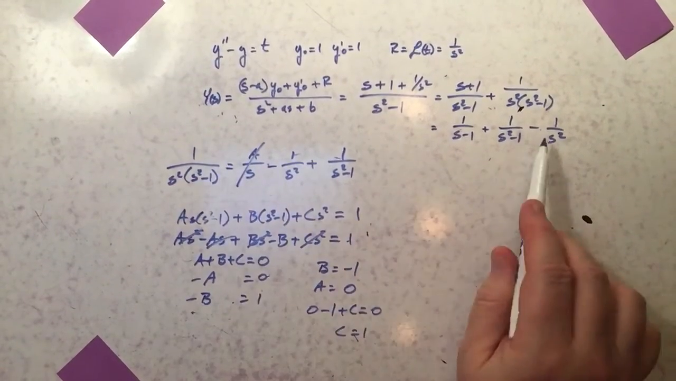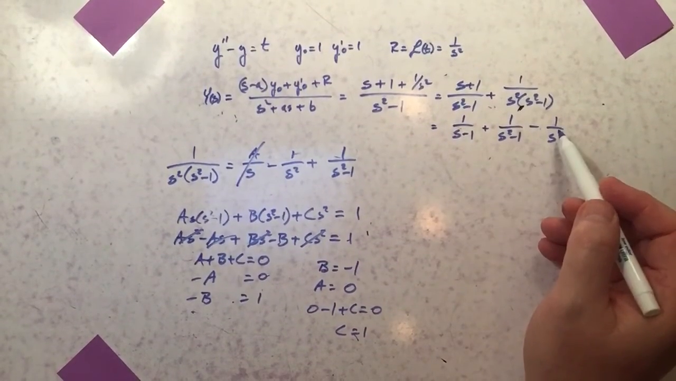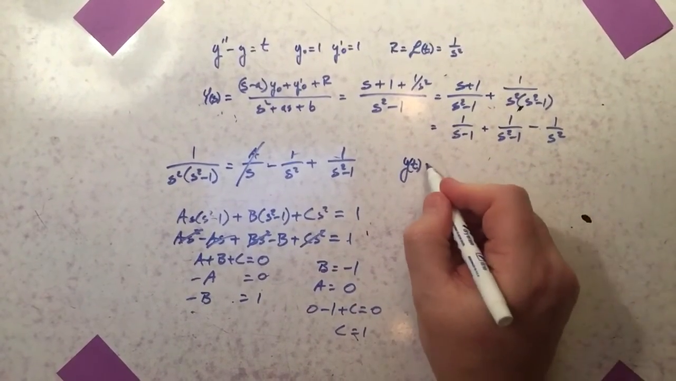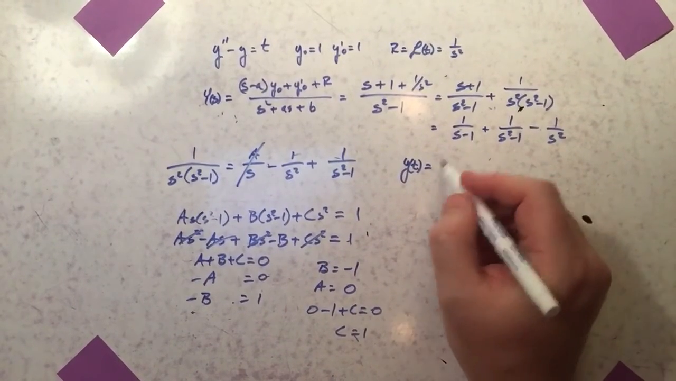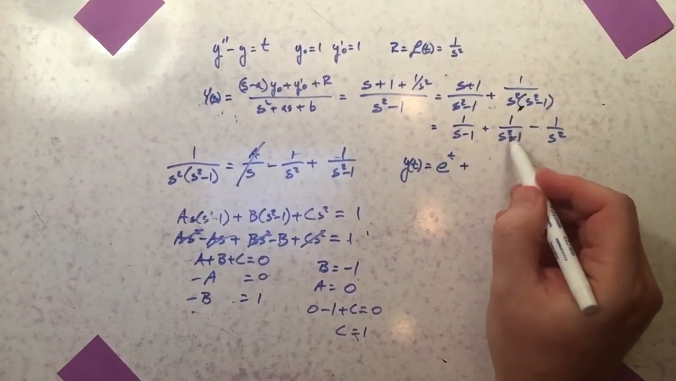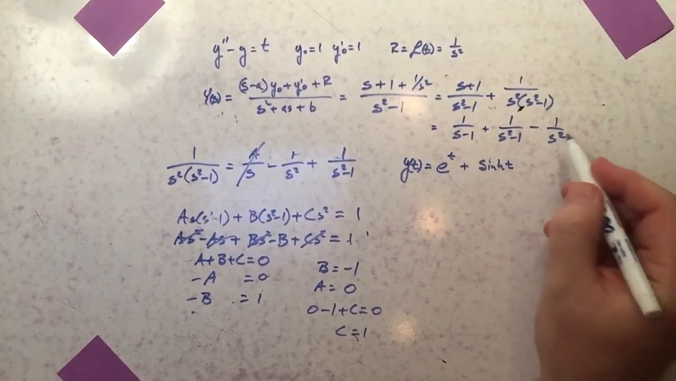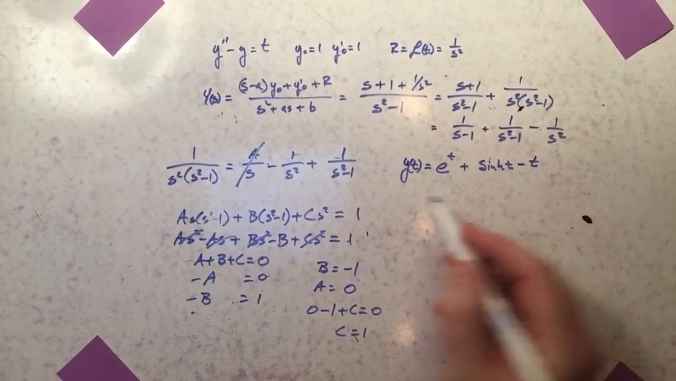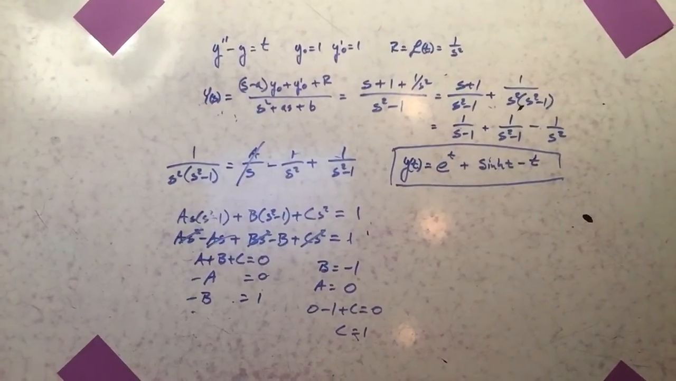So if all of this represents the Laplace transform of my solution, then each one of these has an inverse transform which will produce my solution, y of t. So I look on the table and 1 over s minus 1, that's equal to e to the t. 1 over s squared minus 1, that is the hyperbolic sine of t. And 1 over s squared, as we started with, is just t itself, so minus t. And this actually is the solution to this second order differential equation.